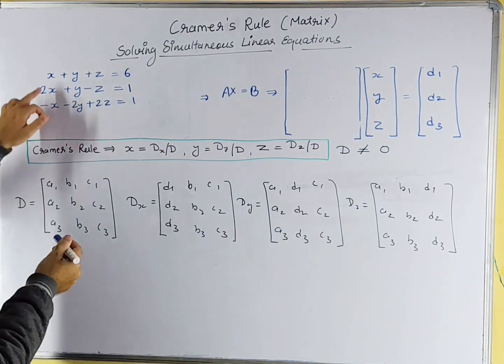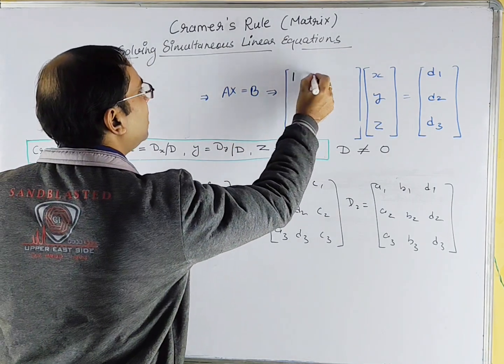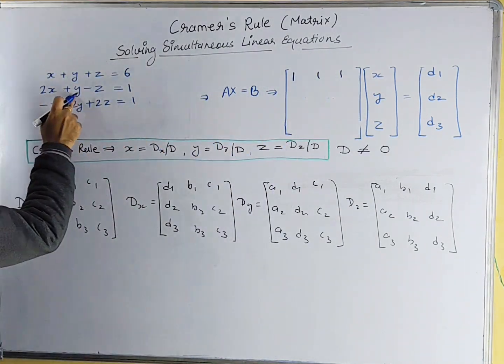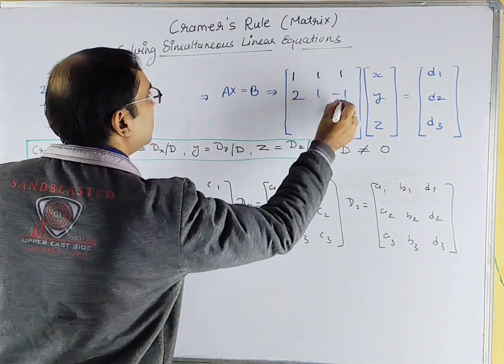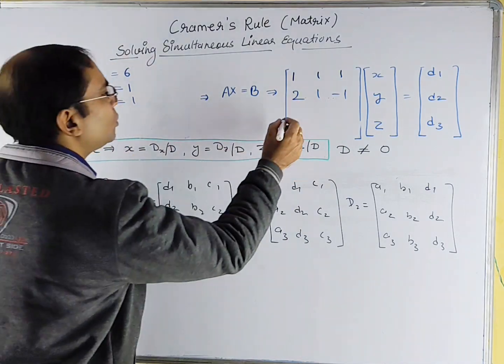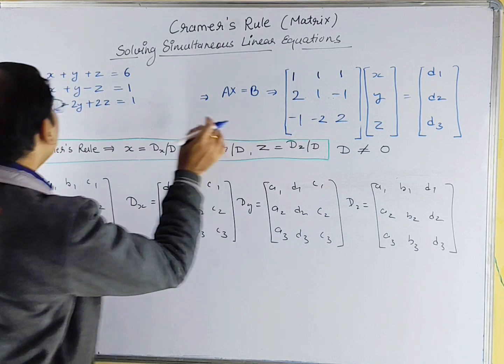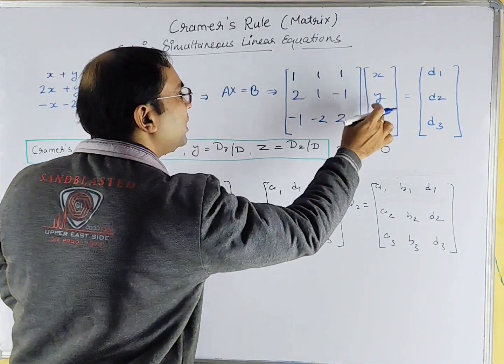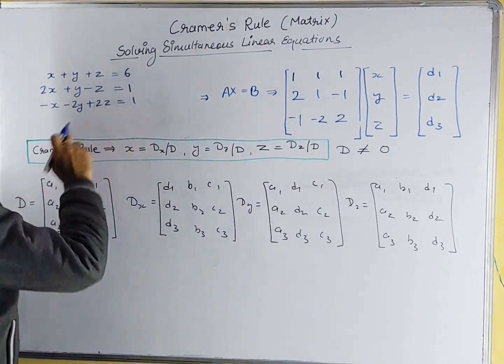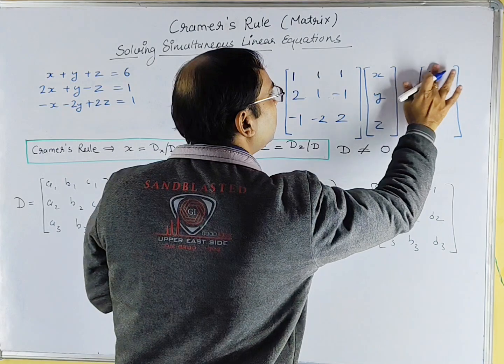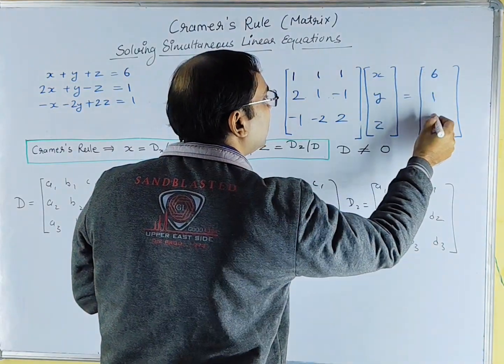Here we have 1, 1 and 1. Then we have 2, 1 and minus 1. Then minus 1, minus 2 and 2. The variables are x, y and z. The solution is 6, 1 and 1. So here, instead of d1, d2, d3, we have 6, 1 and 1.